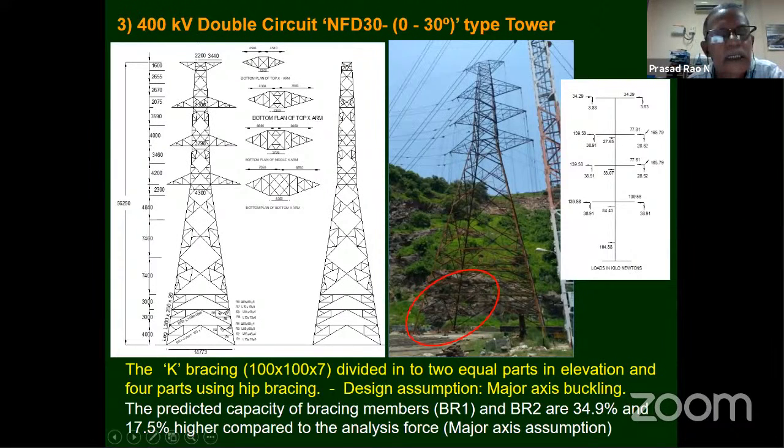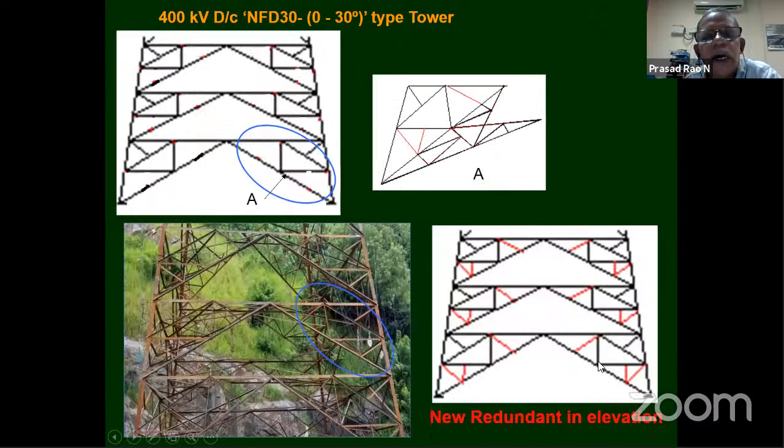The final version is this one. In the right bottom corner, you can see the red members. Though the leg is divided into 2 only, bracing is a problem. Bracing is now divided into 4 panels, 1, 2, 4 subdivisions, in the elevation as well as in the hip direction. If you see the view A, the bracing is divided into 4 sub panels, and the elevation also 4 sub panels. Finally, this tower has passed.